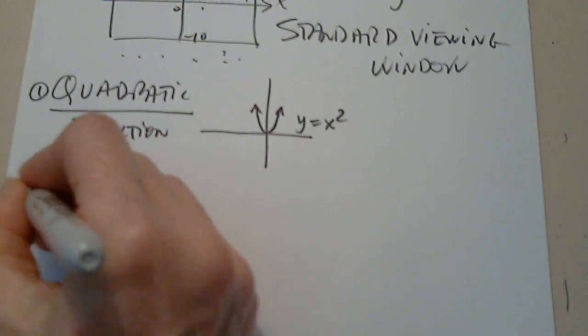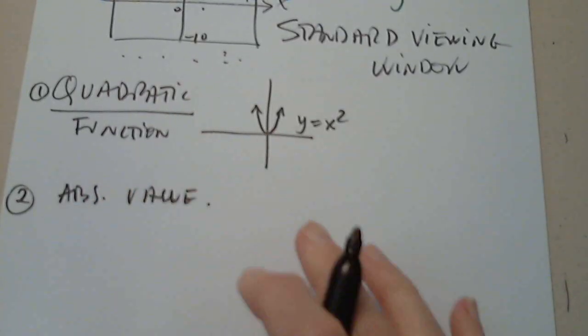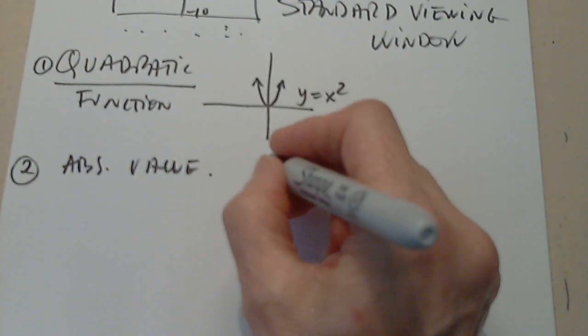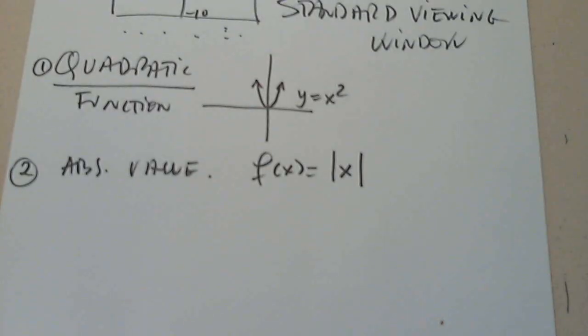Now the next one is the absolute value. But we have to start with the basic function, not whatever they throw at us. We have to start with the function f of x equals the simplest possible function, the absolute value of x.